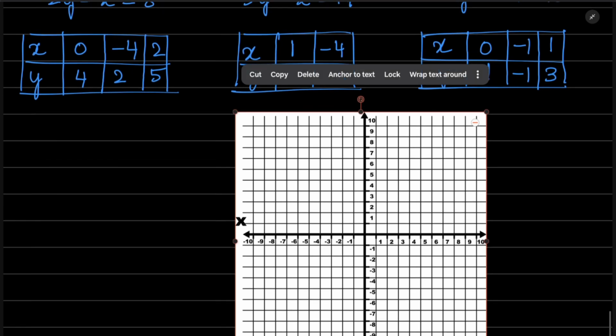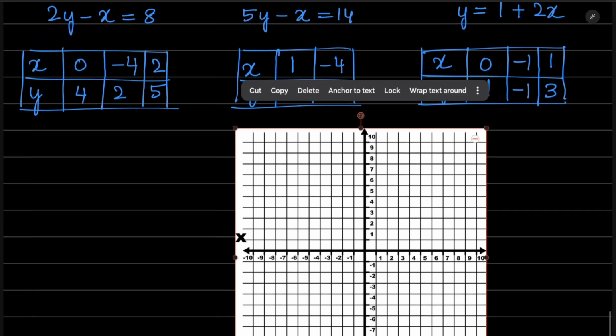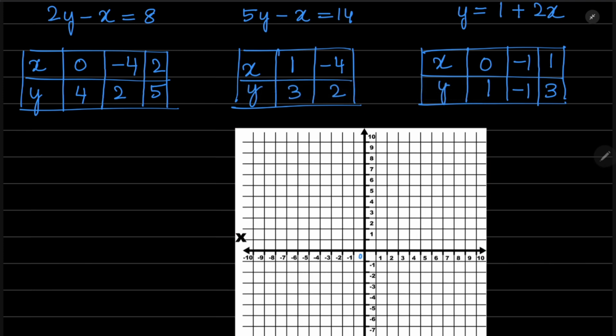For the first one, I'm going to use different colors, okay? So for the first line, (0, 4), this is your 0. So (0, 4) is this point. Secondly, what is the second point? (-4, 2). Where is (-4, 2)? This is the point. And then (2, 5). Where is (2, 5)? So you have here (2, 5).